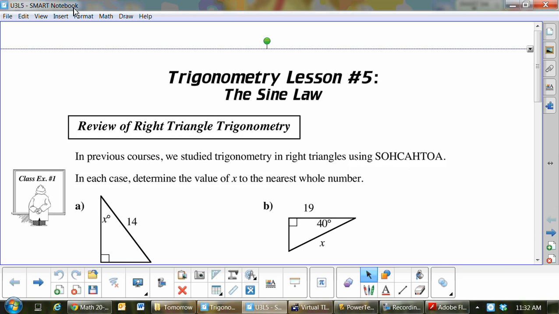Now, we're going to be learning 2 new laws that don't deal with right angle triangles. Because let's face it, the world does not just have right angle triangles all over the place, okay? There's what's called oblique triangles, where the triangle has angles where all of them are not 90, okay? We're going to be learning 2 laws, the sine law and the cosine law.